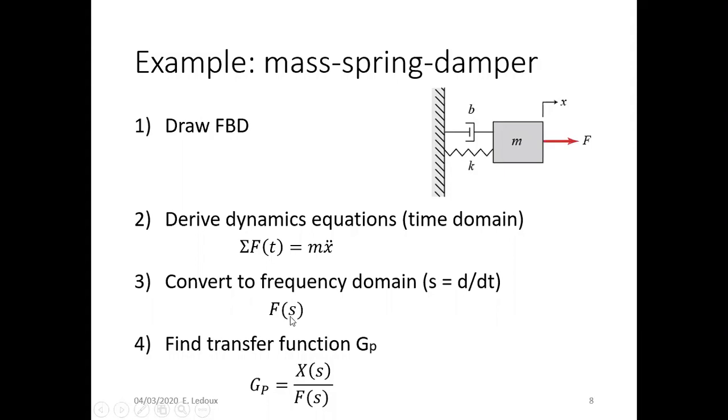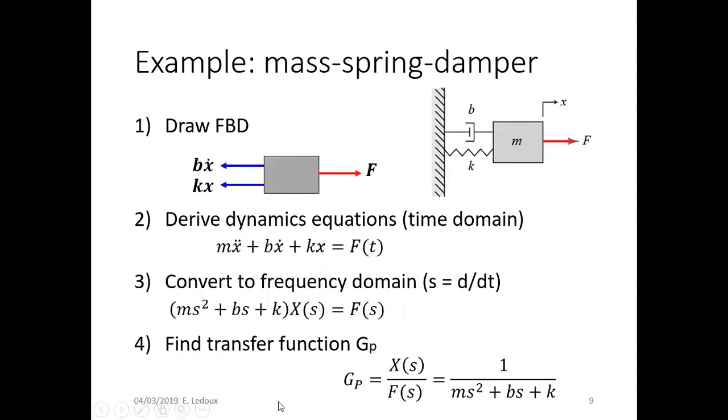Then convert to frequency domain. So since S is the time derivative, then anywhere you have a d/dt, you would put in S. So if you have an x dot, then that becomes x times S. If you have an x double dot, that becomes x times s squared, and so on like that. Then finally, you find the transfer function using algebra. So this is GP because P is the plant, the robot or the machine that you're controlling. So that's what it looks like on this problem.